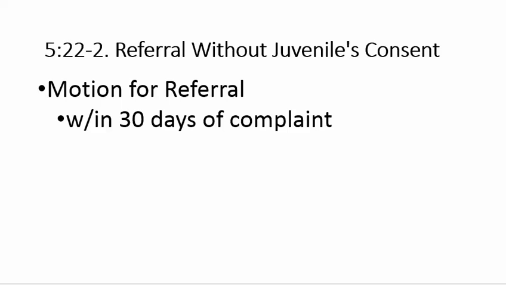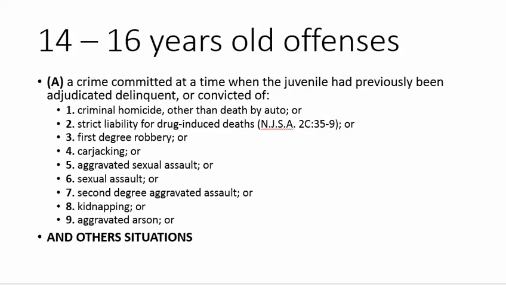That paperwork has to be filed within 30 days of the juvenile's arrest. Now, when a juvenile is arrested, he's arrested on a complaint for an act or acts of delinquency. So within 30 days of the complaint being filed, the prosecution has to file the motion for referral. Once that's filed, here's how the rules unfold. For children between 14 and 16 years of age, they have to have committed a target crime, one of the crimes described on the list that you can see on this slide: criminal homicide, first-degree robbery, sexual assault, and others.